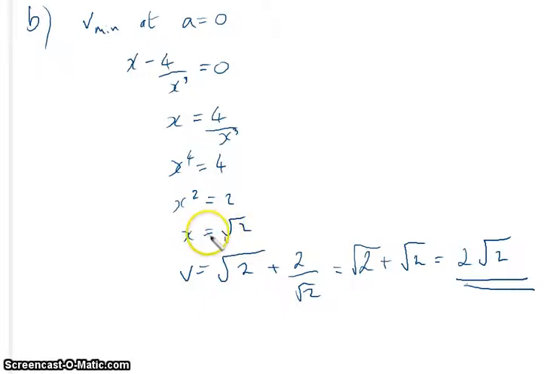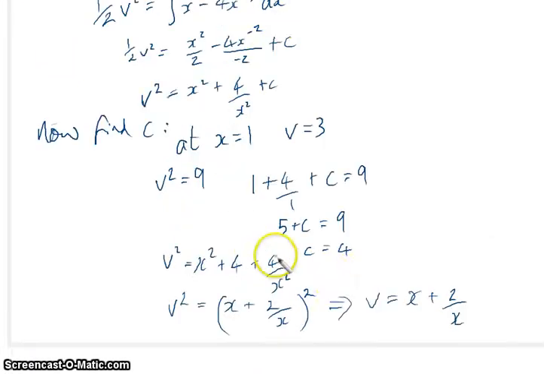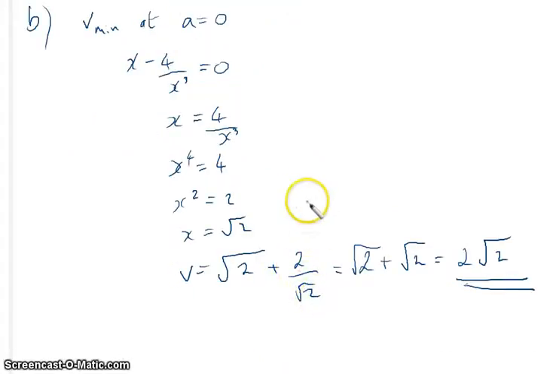This final value for x, root 2, can then be substituted back into my equation for v. So I substitute it in and I get this as my answer, which obviously can be simplified to give a final answer.